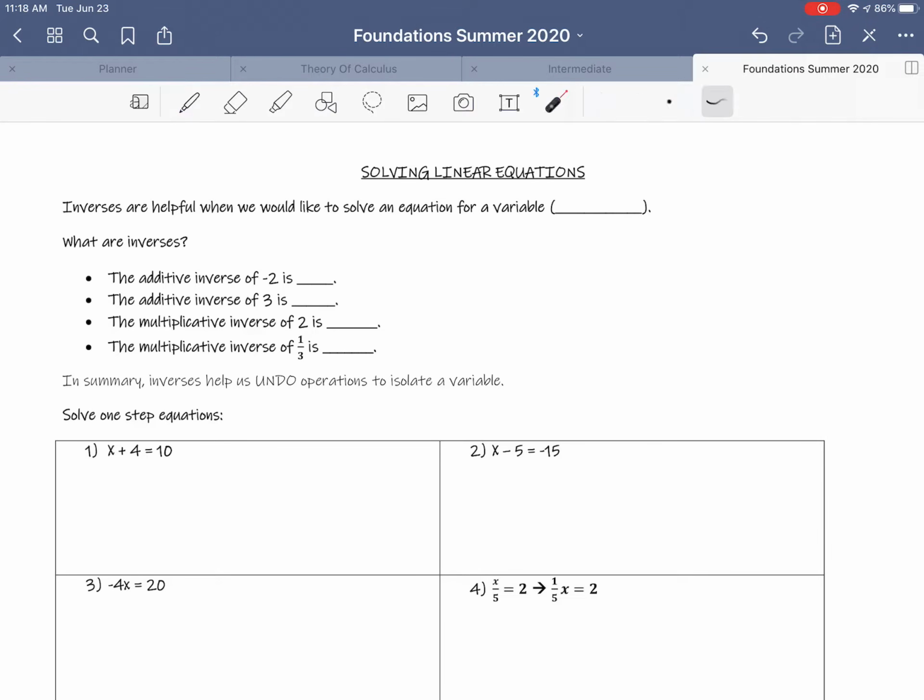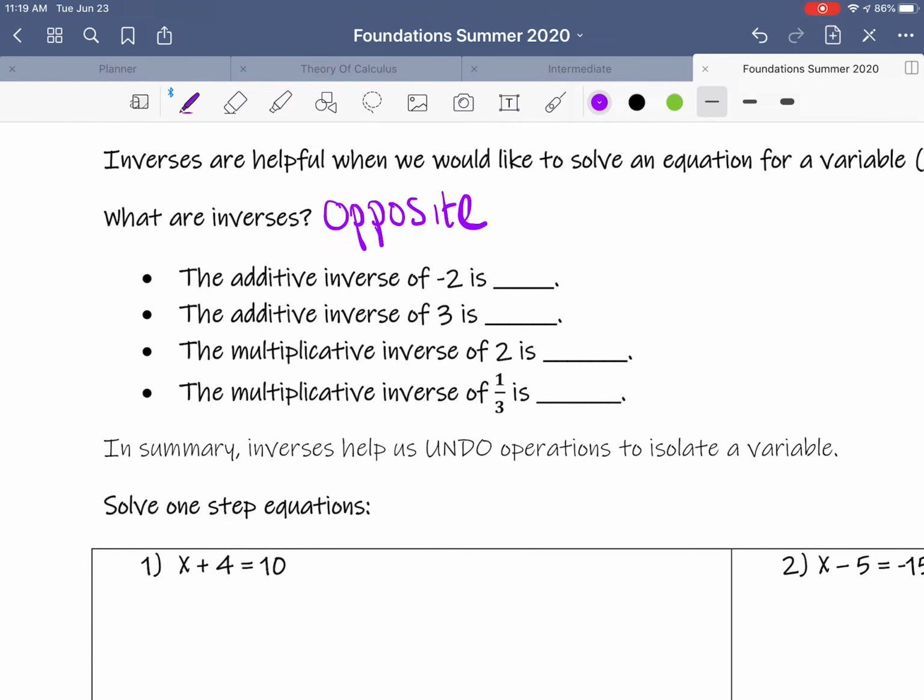What's going to be useful when we're solving linear equations is the idea of an inverse. So inverses are helpful when we solve for a variable because an inverse means basically the opposite. Remember, a variable is just a letter. Fancy name for a letter. We can look at a couple examples of inverses.